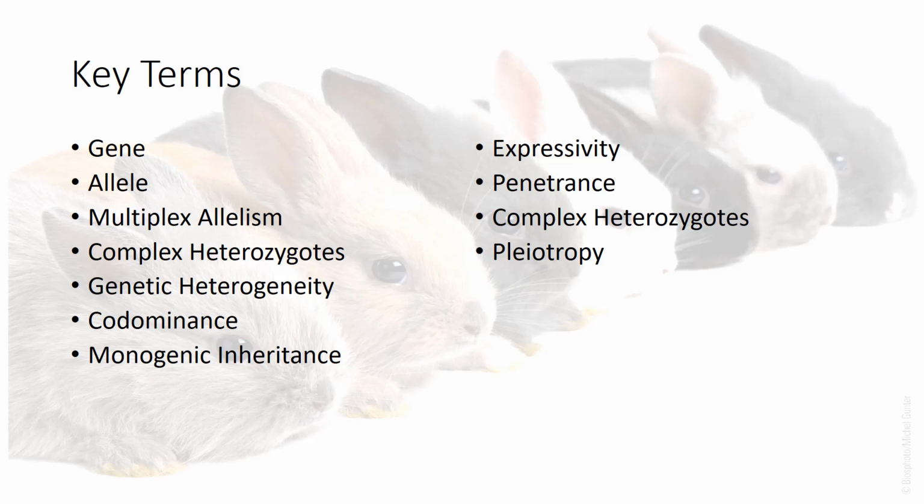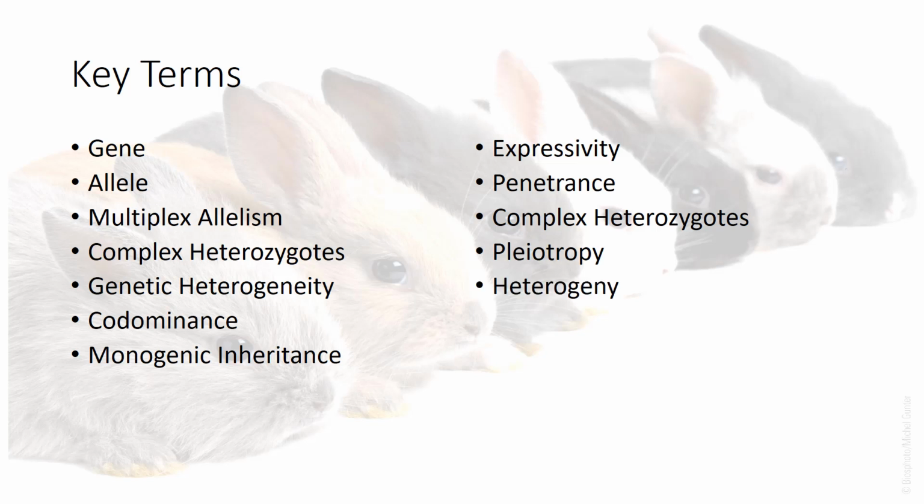Pleiotropy is where you have a single gene either controlling or influencing multiple phenotypes. This is fairly common with some of our genetic illnesses, where you have this protein expressed in multiple different tissues or multiple different organs. You can have a number of pathologies associated with the same mutation.